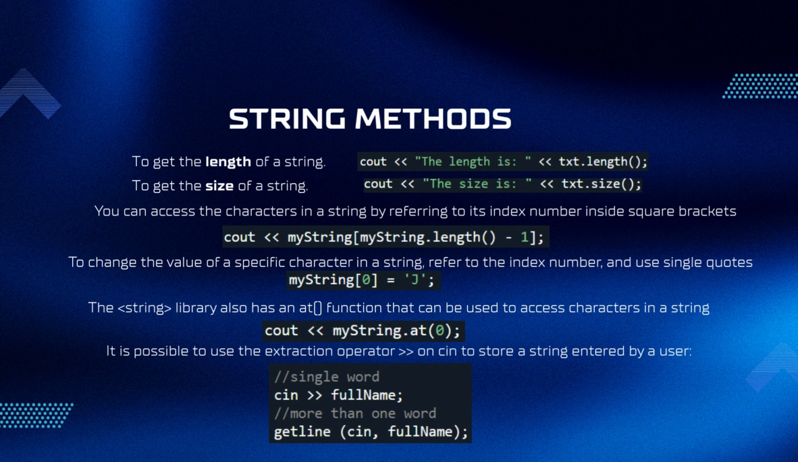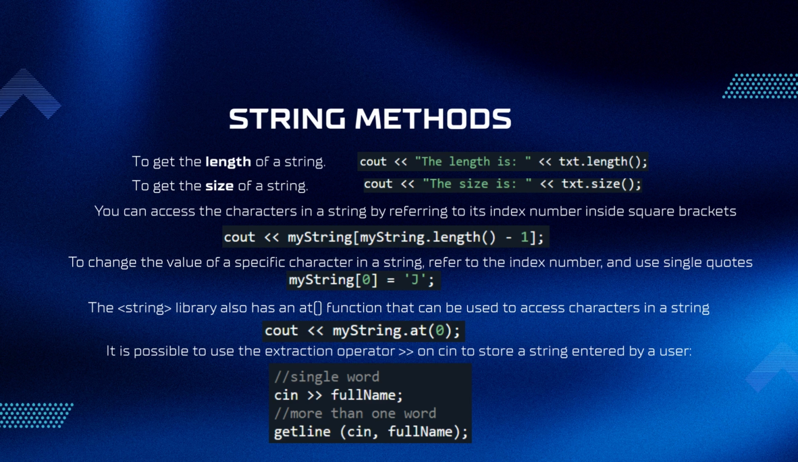To get the length of a string we use .length, and to get the size we use .size. You can access characters in a string by referring to its index number inside square brackets like this. To change the value of a specific character, we refer to the index and use single quotes. The string library also has an at function that can be used to access characters in a string.